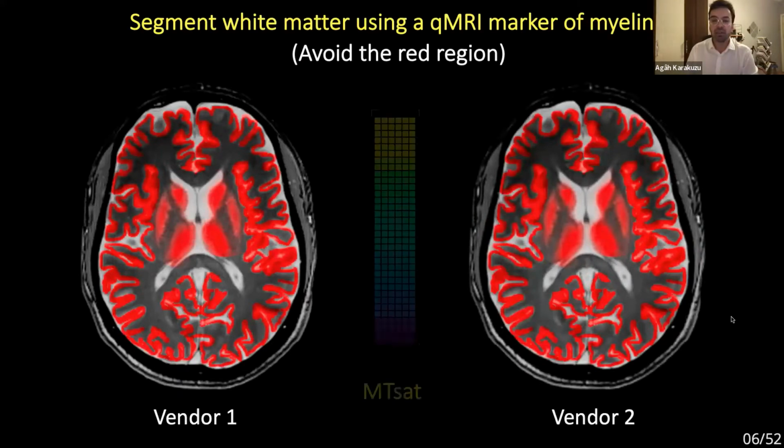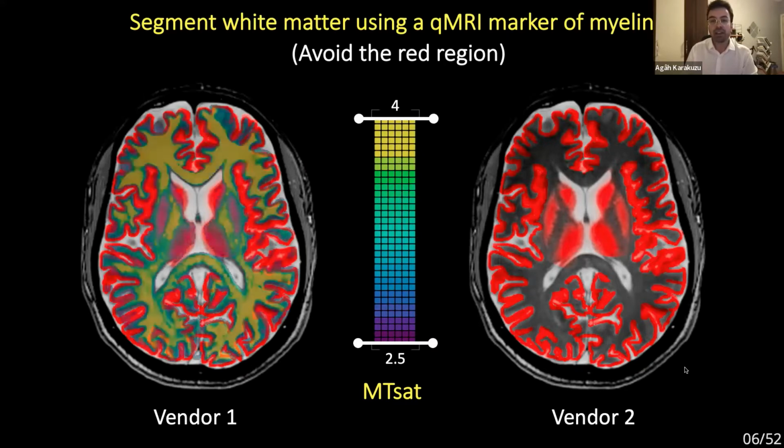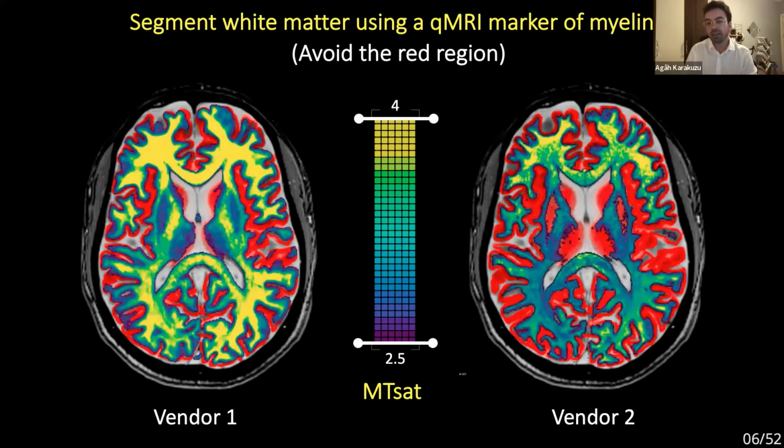As a metric, I chose MT-set, which is sensitive to myelin, and in brain, I expected to select white matter when I display voxels with MT-set values between 2.5 to 4. The lower values would hit gray matter, which are painted in red. We are trying to avoid the red region. And this is what I get on the first and on the second vendor.